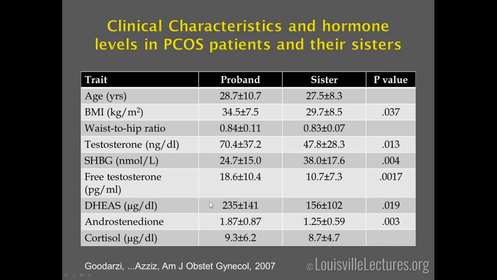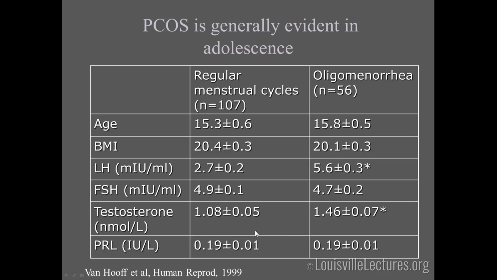The DHEAS, an androgenic-like steroid that comes from the adrenals, is also increased, and why that occurs is part of the puzzle. And the androstenedione, which comes from both, is a little bit high, and the patients usually have a normal cortisol levels. One of the things about taking a history in PCOS is that it's probably a genetic disease, and it usually is expressed first in adolescence.